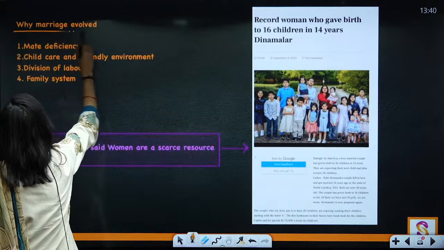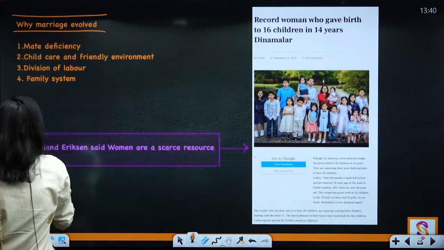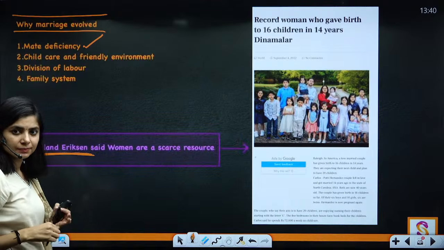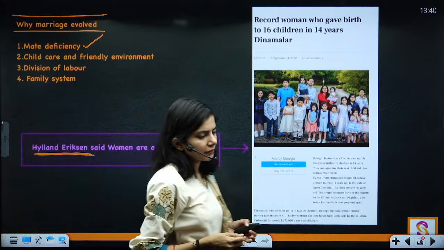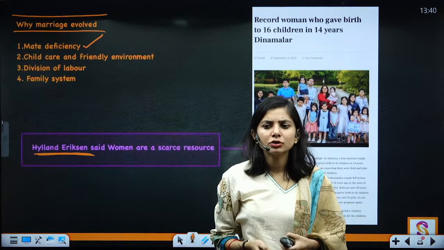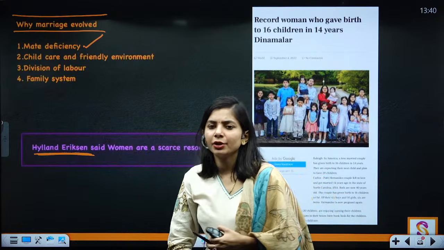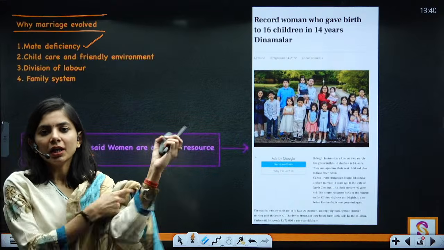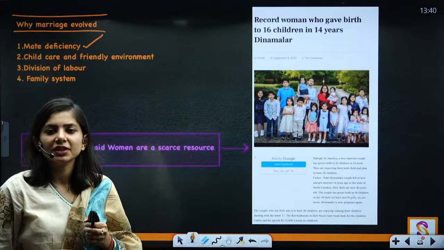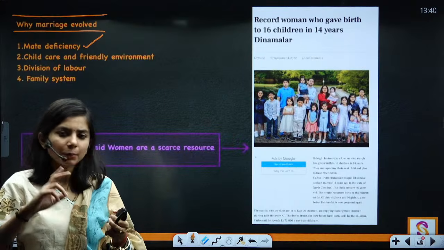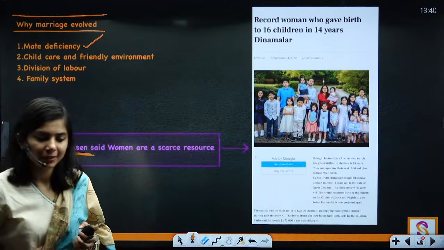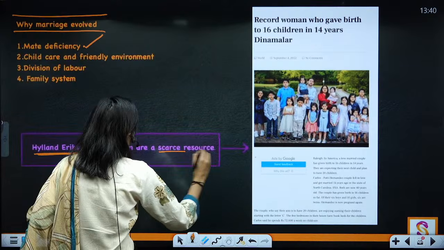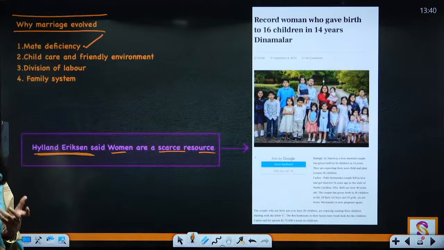See, Highland Erickson mentioned that there is a mate deficiency. In the earlier time period there was a mate deficiency. Now also, as you are aware, there is a disturbance in the sex ratio, so in future there would be mate deficiency. But Highland Erickson mentioned that women are a scarce resource. Women are a scarce resource.